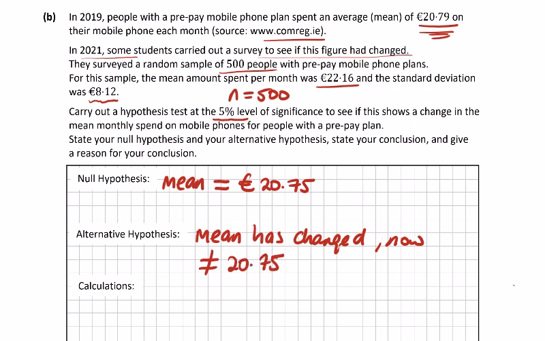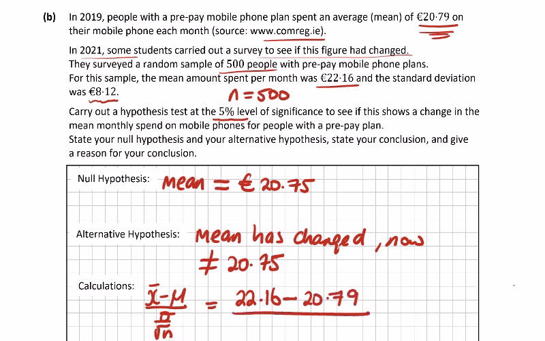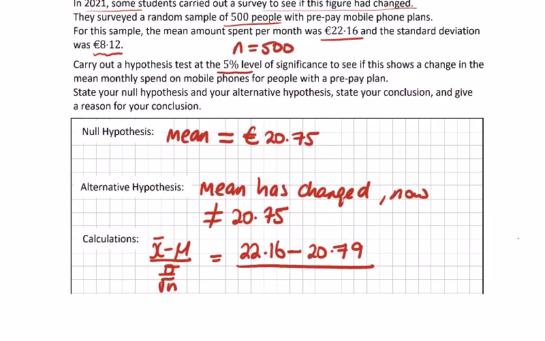Our calculations that we use here, we're going to use x bar minus mu divided by sigma over root n. So we can get the minus or positive version. I like the positive version here. Which one's bigger? 22.16. We can test 22.16 against the original of 20.79. So we're saying that is the mean. And if we divide that by sigma 8.12 over the square root of 500, we will get this to be quite a big number, 3.77.